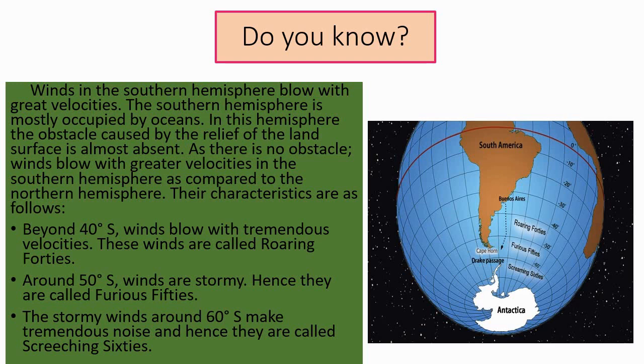Beyond 40 degrees south, winds blow with tremendous velocities. These winds are called roaring forties. The roaring forties are extremely powerful westerly winds. These strong west to east currents are the result of the combination of three variables: warm air movements, the Earth's rotation, and the near absence of relevant land masses.